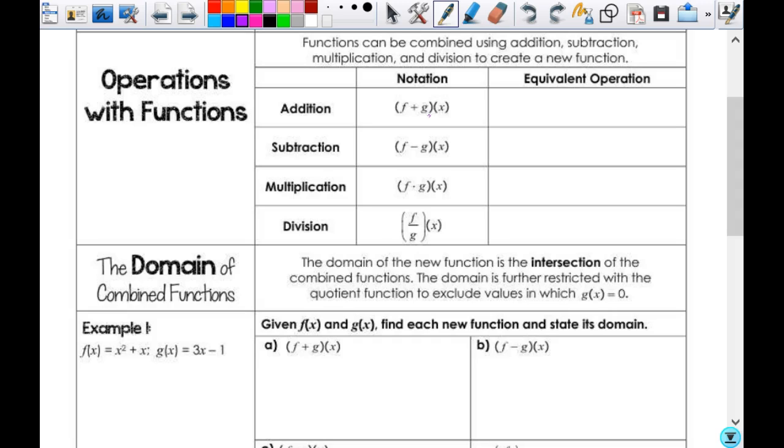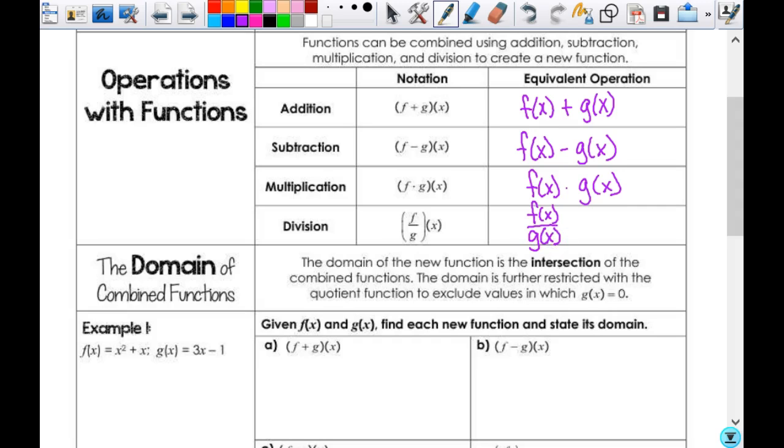So put that away. So f plus g of x would be f of x plus g of x. That's another way to look at it. Right? And then f minus g of x could be f of x minus g of x. Multiplication, f of x times g of x. And then division, f of x divided by g of x.